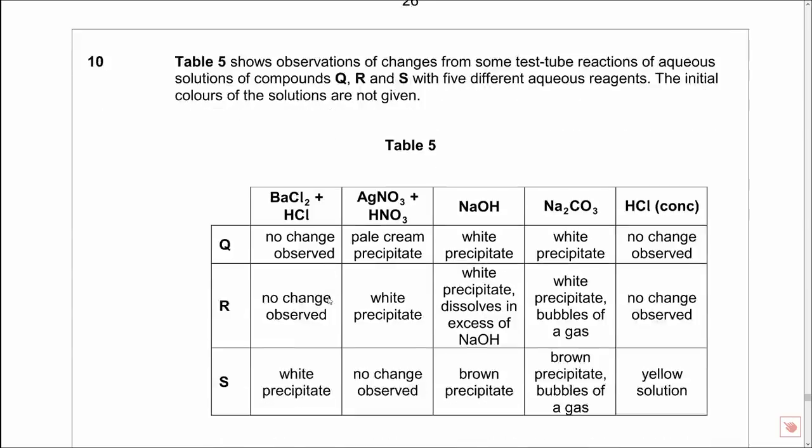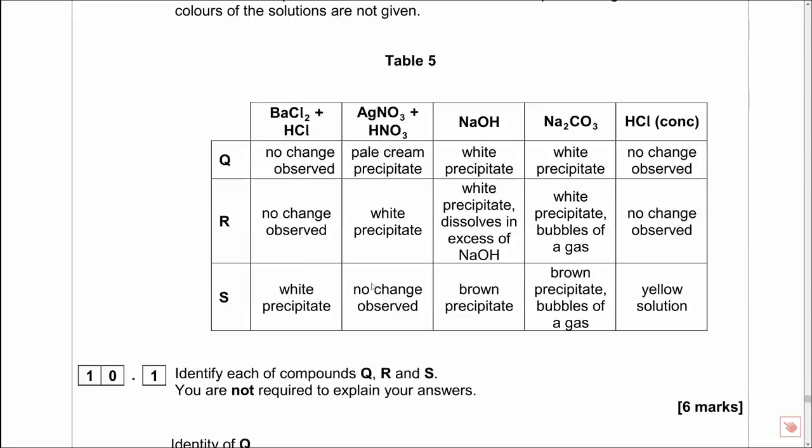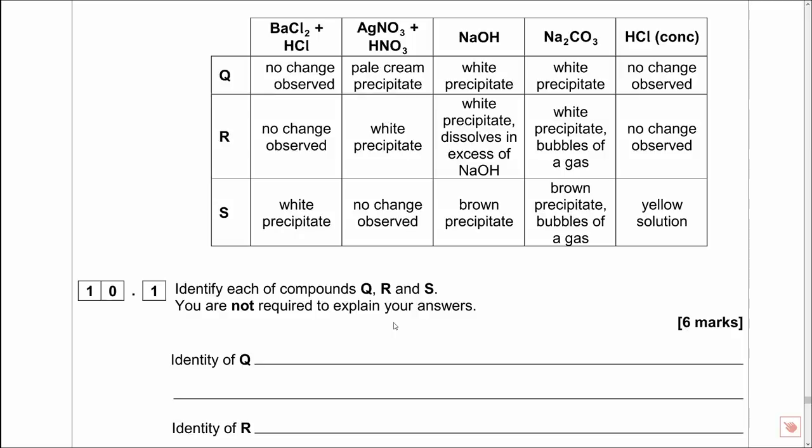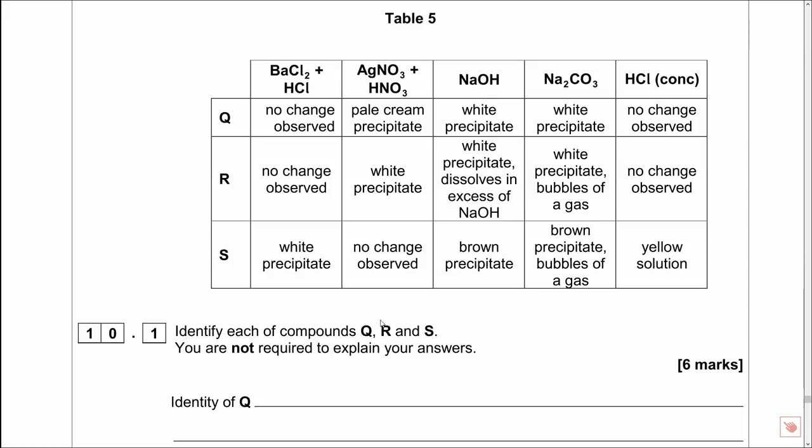So table 5 shows observations of change from test tube reactions of aqueous solutions of compounds Q, R, and S with 5 different aqueous reagents. The initial colours of the solutions are not given. Oh God. Identify each of compounds Q, R, and S. You are not required to explain your answers. Right, let's go straight through then. Q.